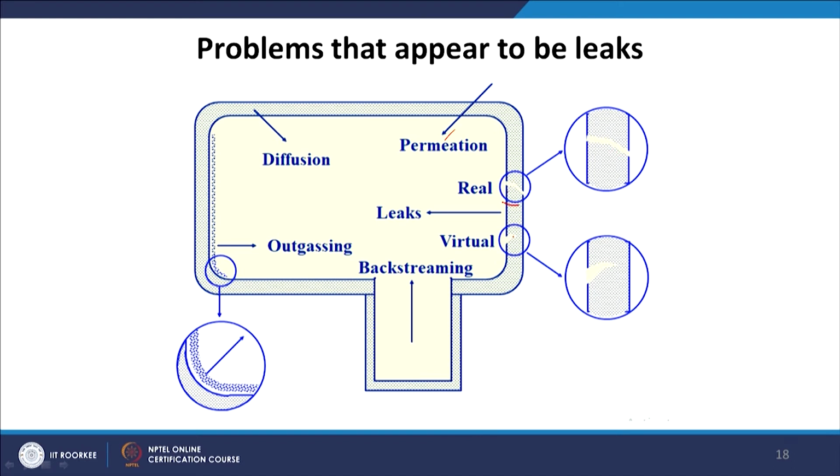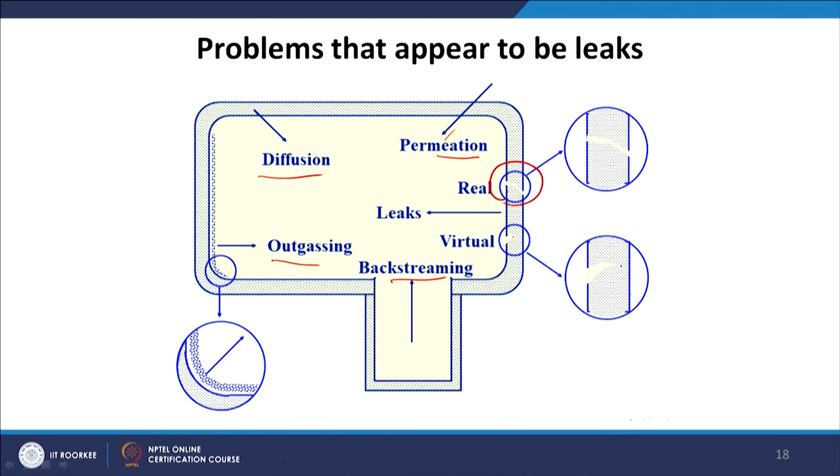So this is the real leak, but diffusion, permeation, outgassing and backstreaming can also lead to a change of pressure in your pump down curve. If you know how much time you need to get a particular pressure, and you do not get that pressure in that time, you might be suspicious that there is a leak in the system. But before coming to that conclusion, one has to exclude all other possibilities like diffusion, permeation, degassing or outgassing, and backstreaming. Only then can we know about the leaks.